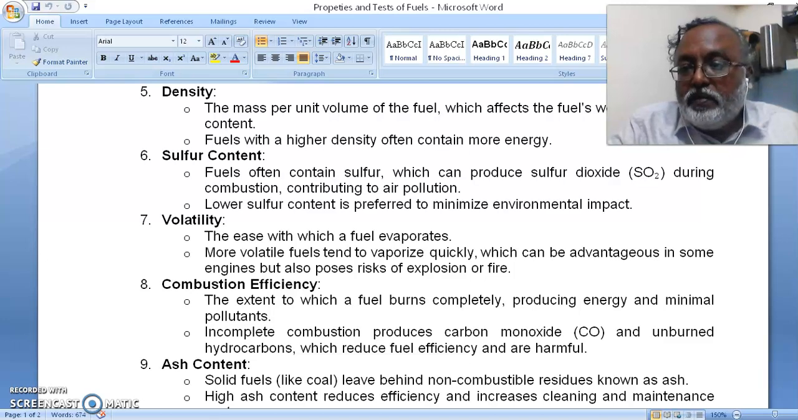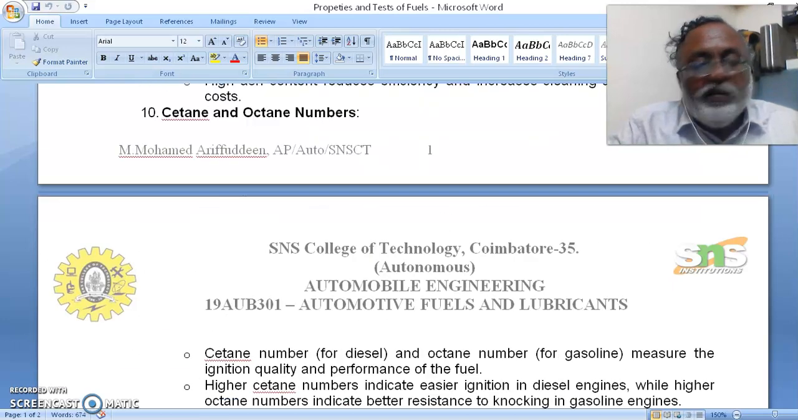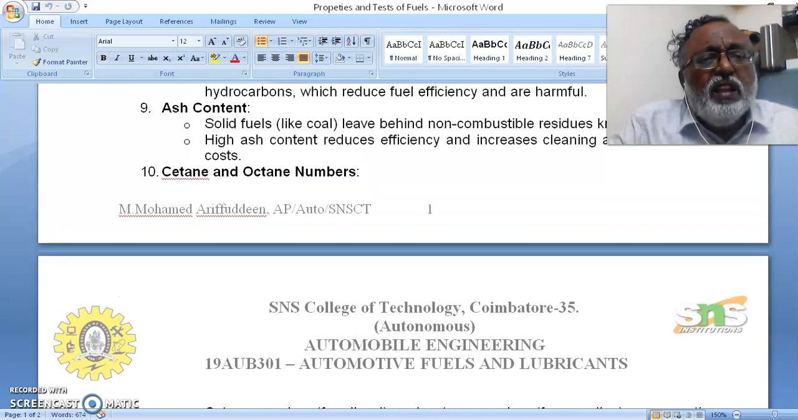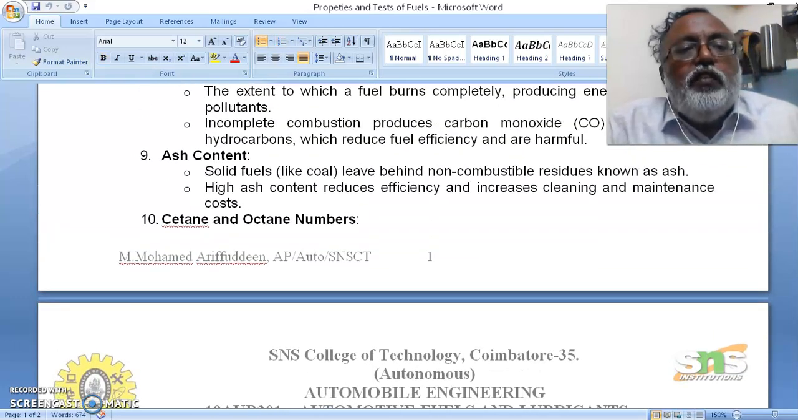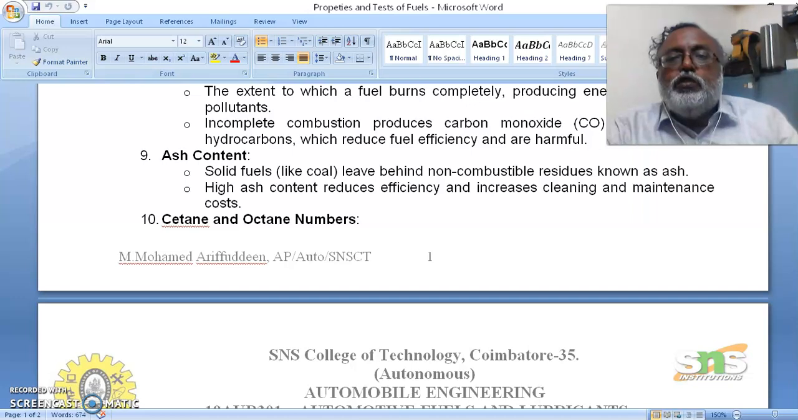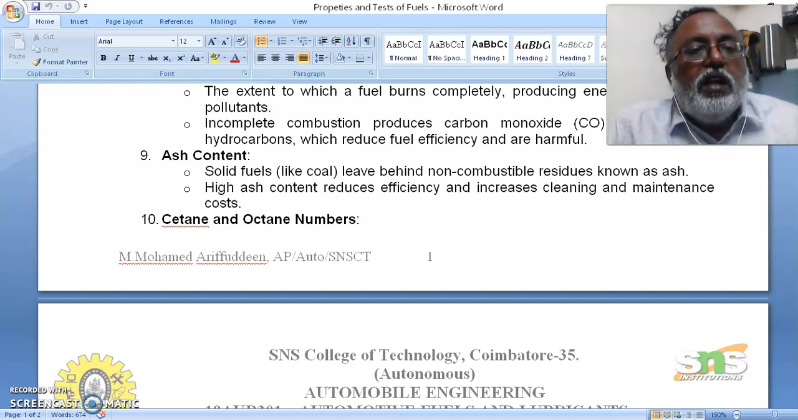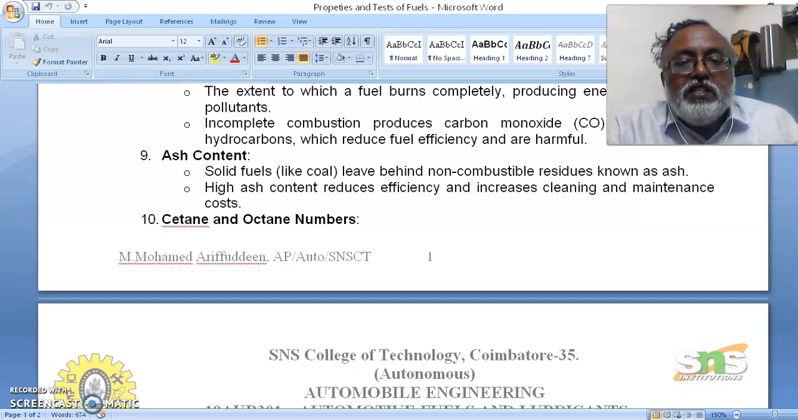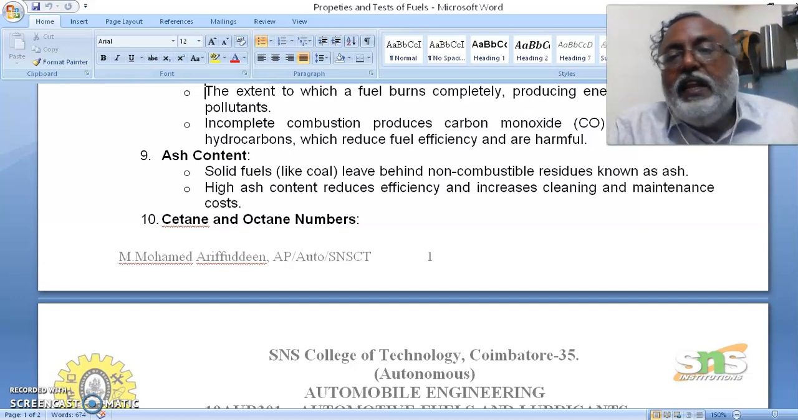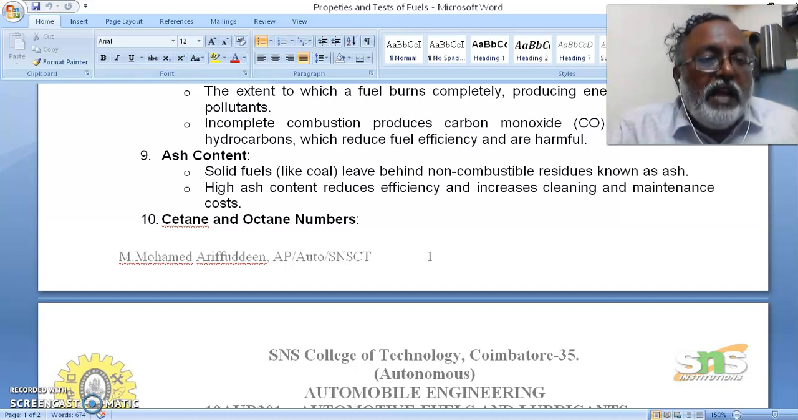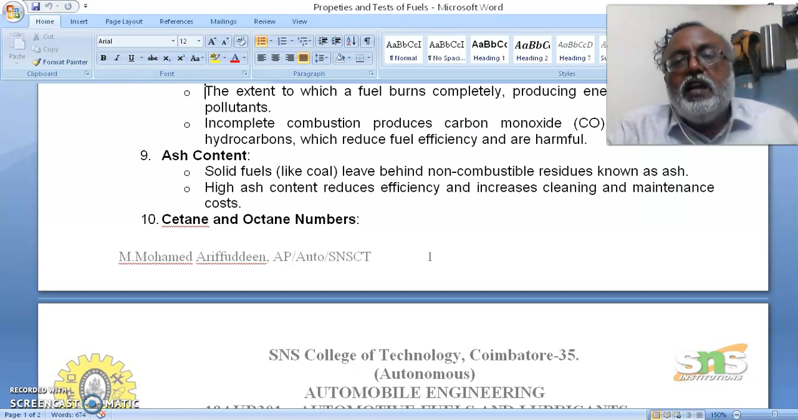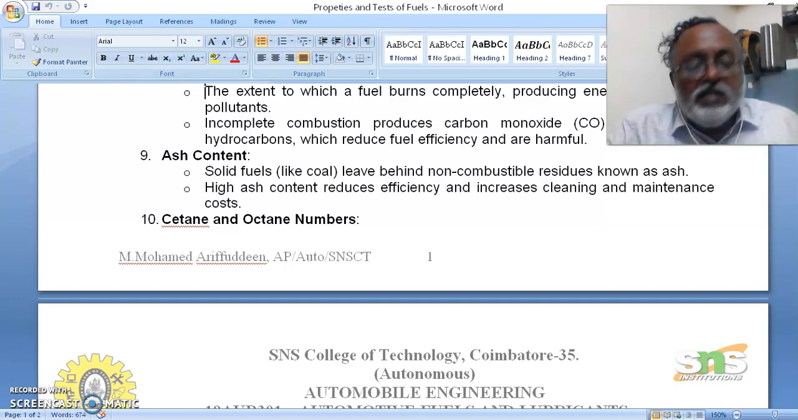The ninth property is ash content. Solid fuels like coal leave behind non-combustible residue, which is known as ash. High ash content reduces the efficiency and increases the cleaning and maintenance cost.